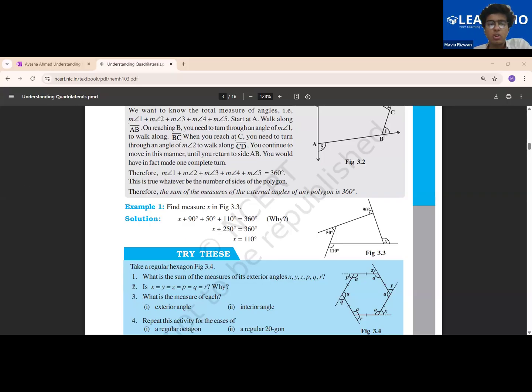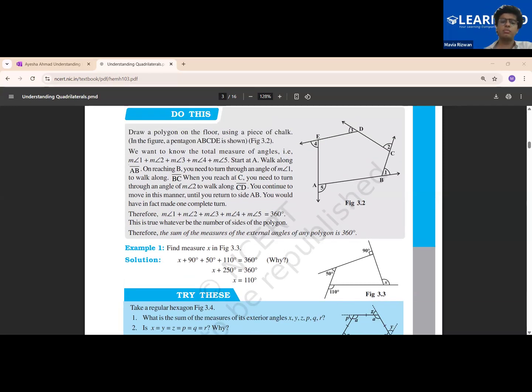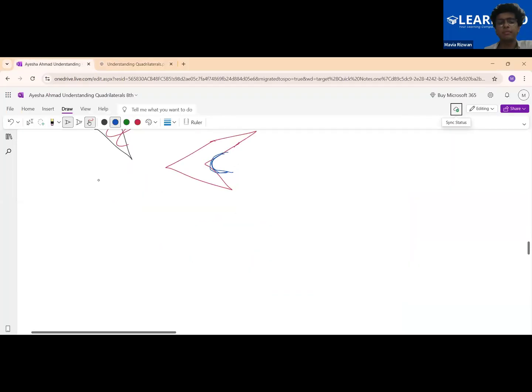Now, Aisha, scientists have discovered that no matter what the polygon is... So first of all, what is an exterior angle?